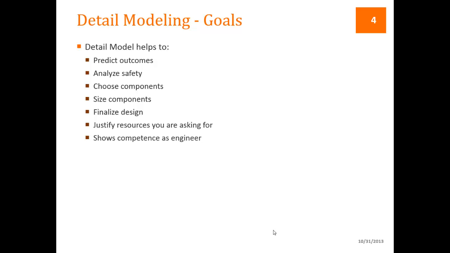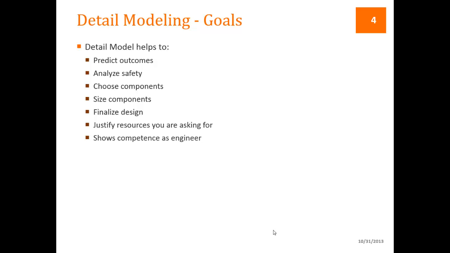So what we're going to do now is create a detailed model that has a different set of goals. We now need a model that will help us predict outcomes and analyze safety, to choose components. So do we need a shaft that is a 1/4 inch, or do we need a shaft that is a 1/2 inch? Do we need a radius of our wheel of 1/2 meter or 3/4 of a meter? The ultimate goal here is to finalize our design, to figure out exactly what parts we're going to need and their sizes and their materials and all of these types of things.